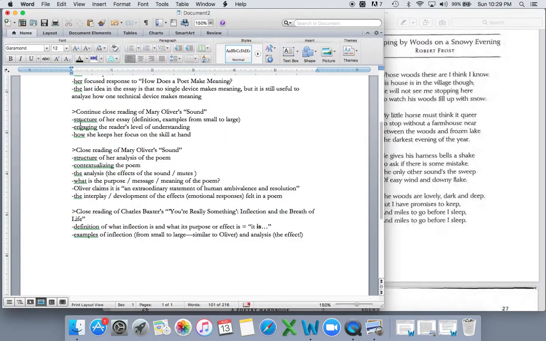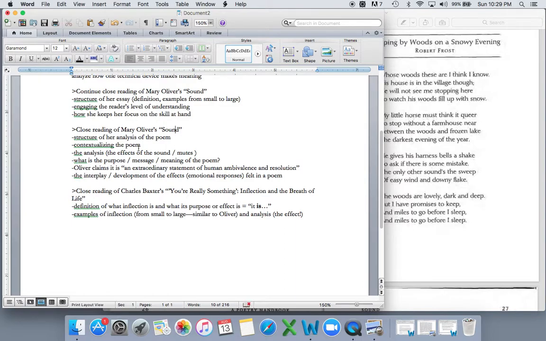So that covers this idea of the structure of her essay. She starts with the definition. She moves to examples 1 and 2, which are these smaller, more familiar examples, to this larger example, which is a poem. What she's keeping in mind as she chooses these examples is engaging her reader's level of understanding. And ultimately, the important part is that she keeps her focus on the skill at hand. The skill here is sound and how it creates meaning. And then she ultimately shows how poets make meaning of this sound as well.